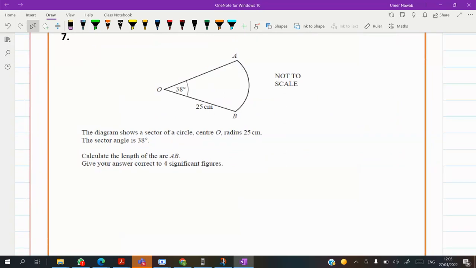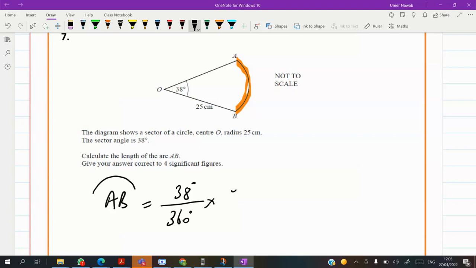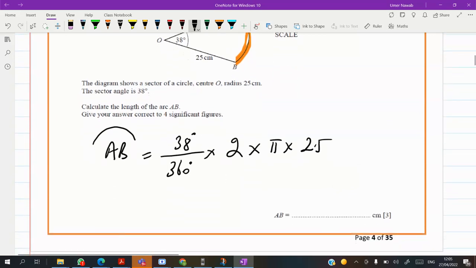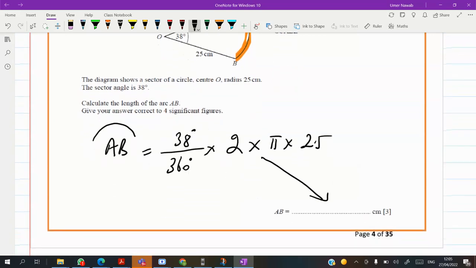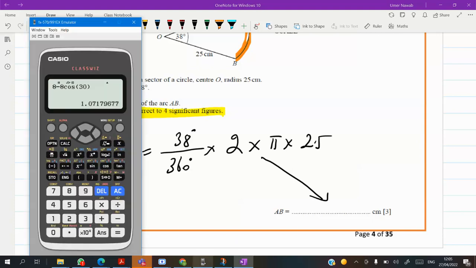Question number 7. He says, find the length of AB. Very nice. So just length of AB. We normally show it like this: the arc length of AB, 38 divided by 360. Don't multiply with pi r squared, multiply with 2 pi, and the radius is 25. And that gives you your final answer. Be careful, the examiner needs the answer to four significant figures.